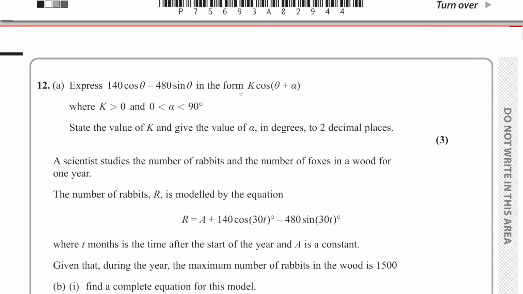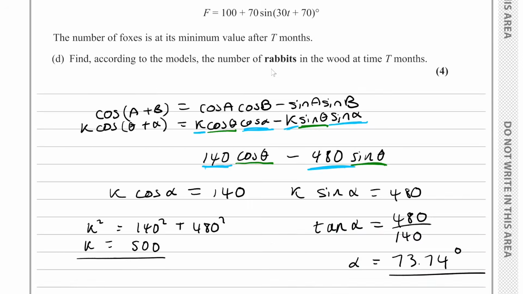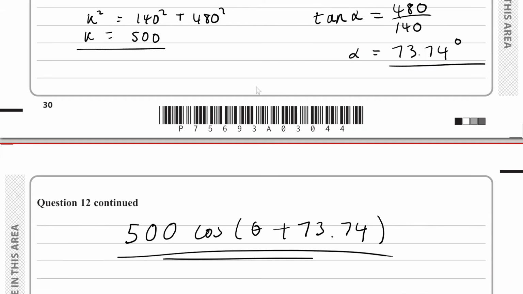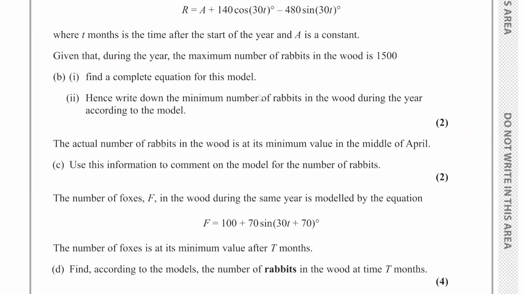So we want to write it in the right form, K cos(theta plus alpha): 500 cos(theta plus 73.74). Part B.